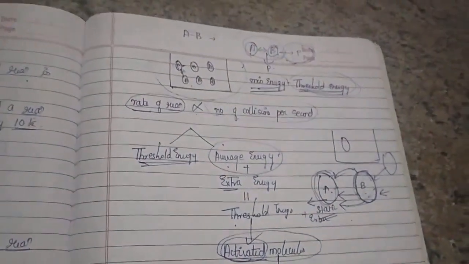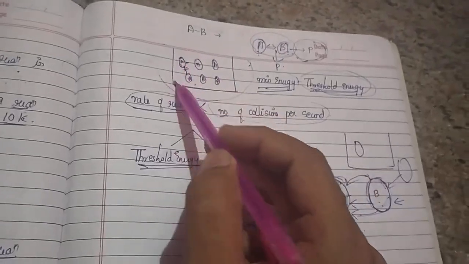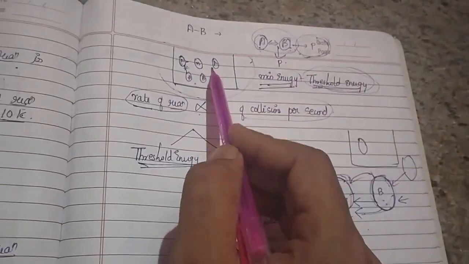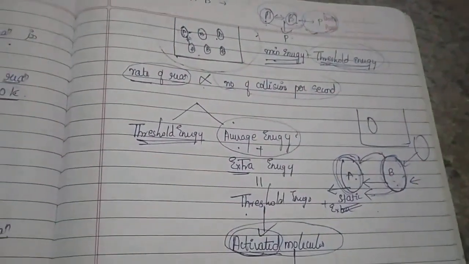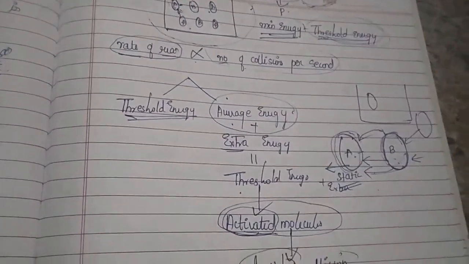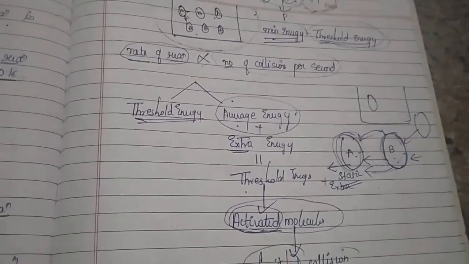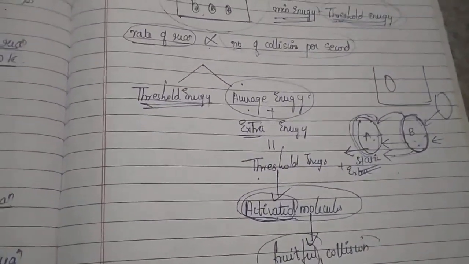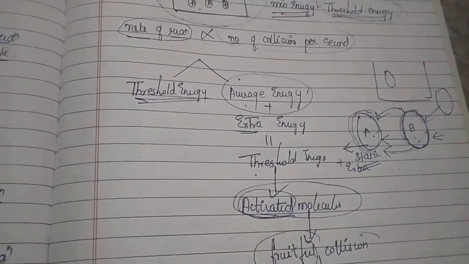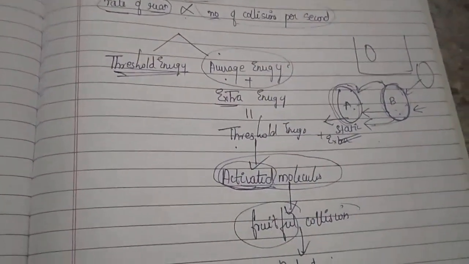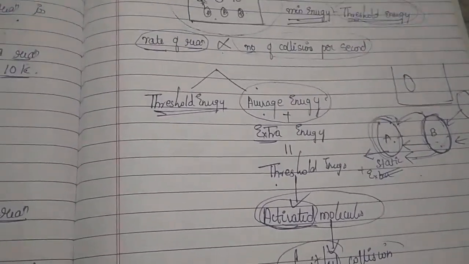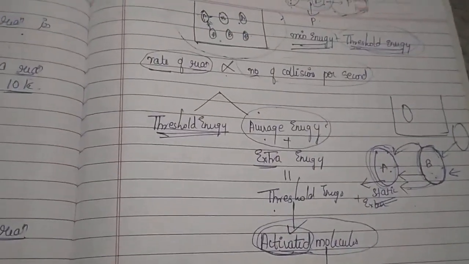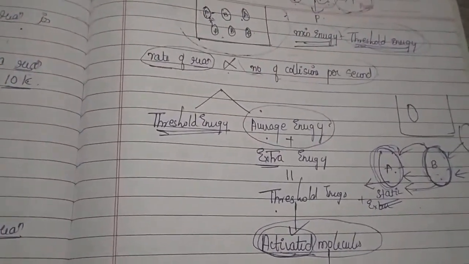Once again I will say, remember, whatever reactant molecules you have taken, in order to give the product they have to collide between themselves. But whenever a collision takes place, keep in mind that not every collision gives you the product. In order to give a product, the collision should be fruitful. And for a fruitful collision, the molecule should have a minimum energy, which is called your threshold energy.